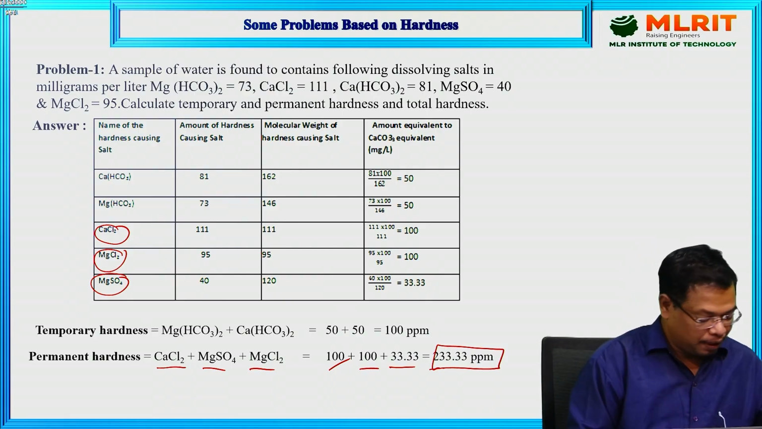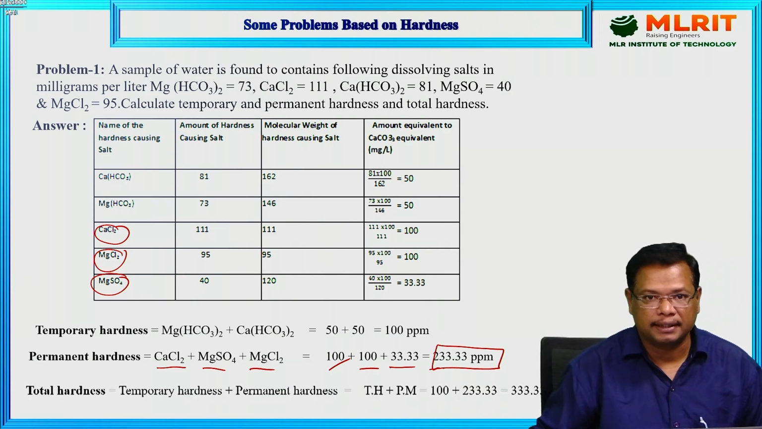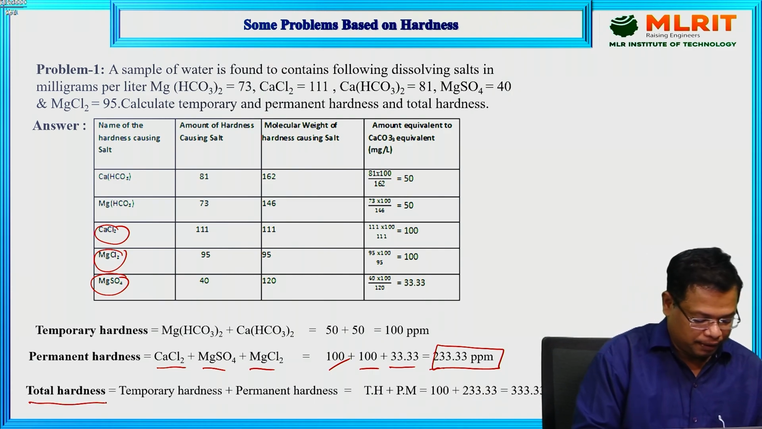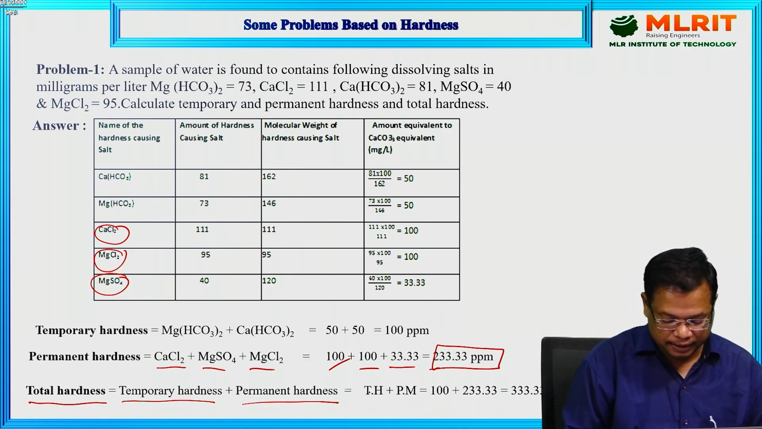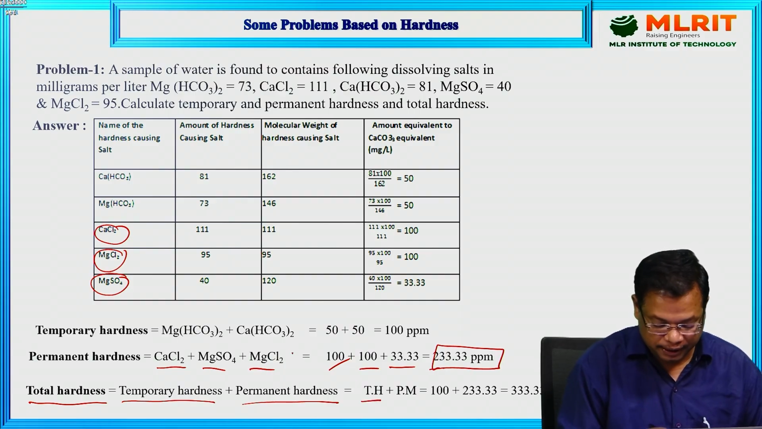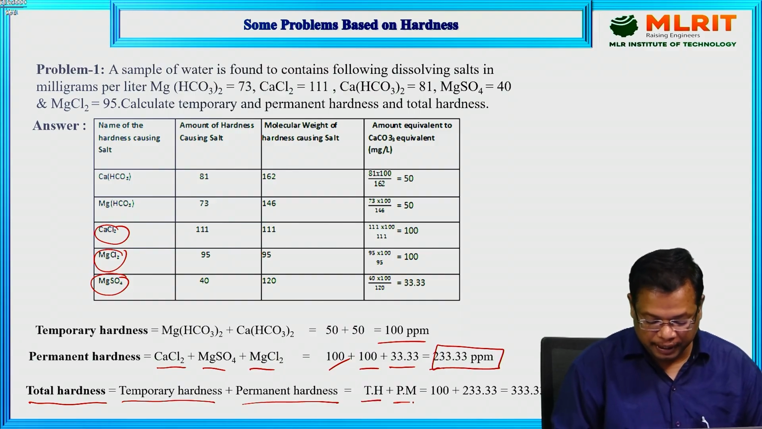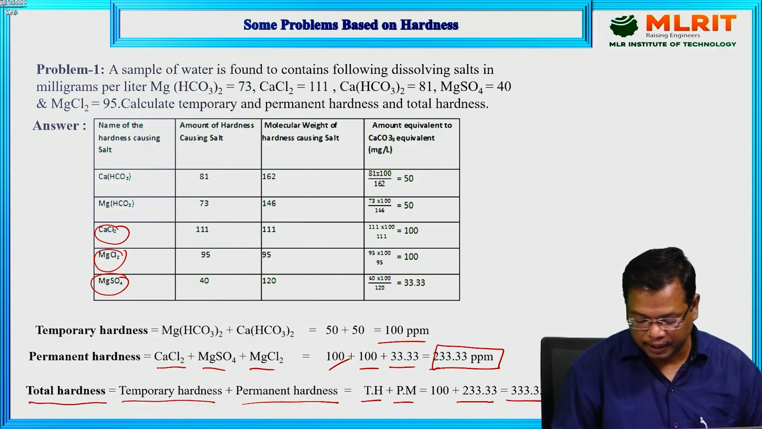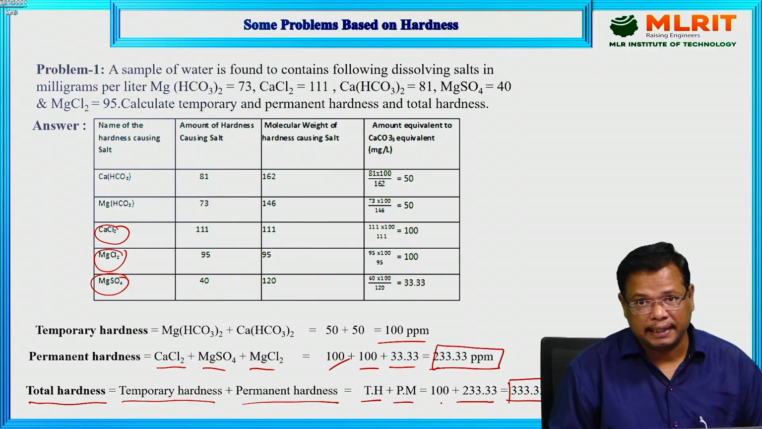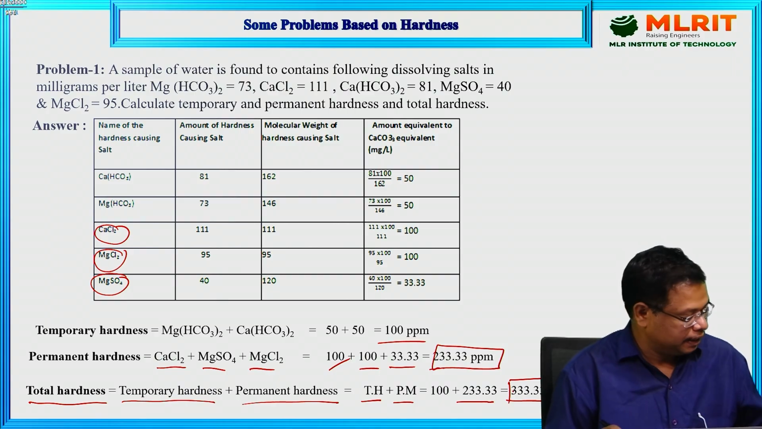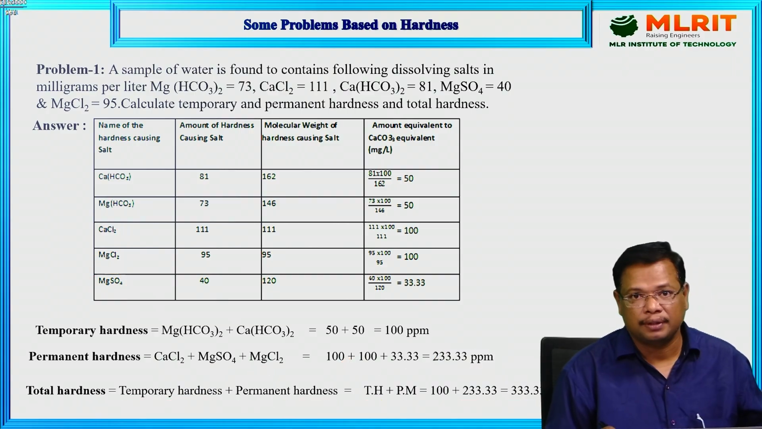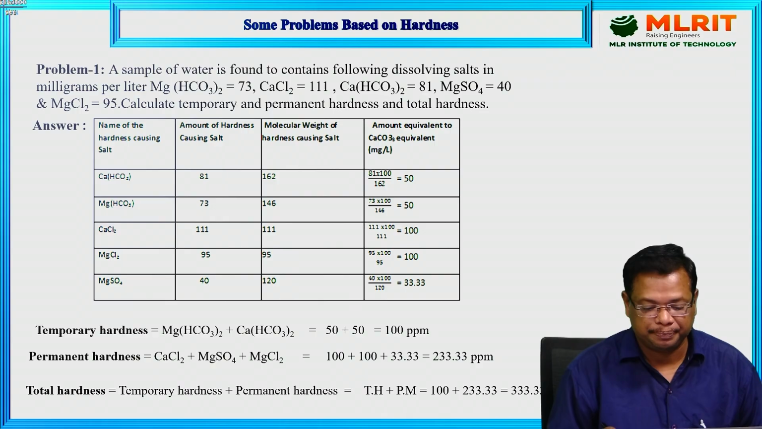So now total hardness is temporary hardness plus permanent hardness. How much did we get? Temporary hardness is 100, and permanent hardness is 233.33. So overall it is 333.33 ppm. This is how to solve the problem with the given data. Next.